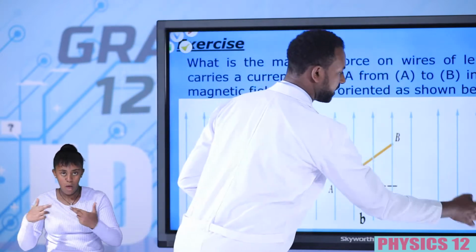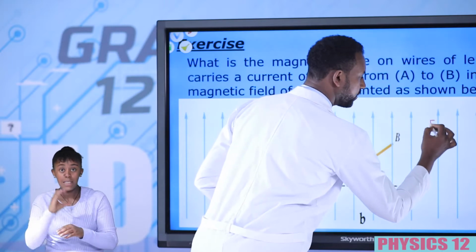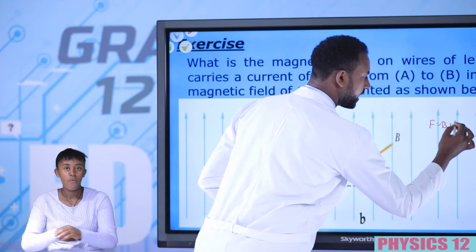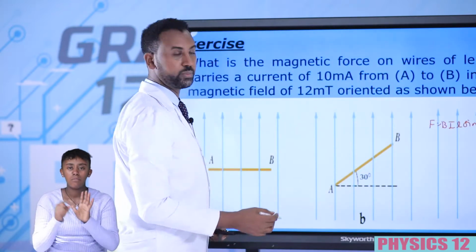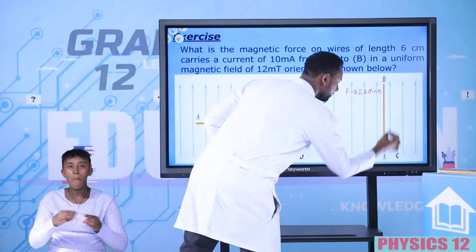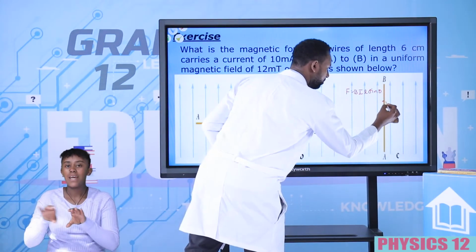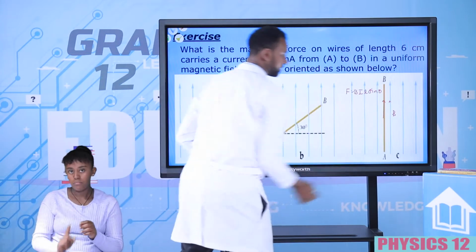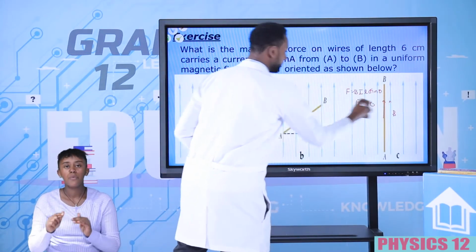It's possible to find the magnetic force here. But the magnetic force in the case of C, the force is BIL sine theta. What is theta? Theta is the angle between the magnetic field B, which is acting upward, and the current, which is also acting upward. Both are acting along the same direction. Theta is 0, so sine 0 gives us 0. So the force exerted is 0.